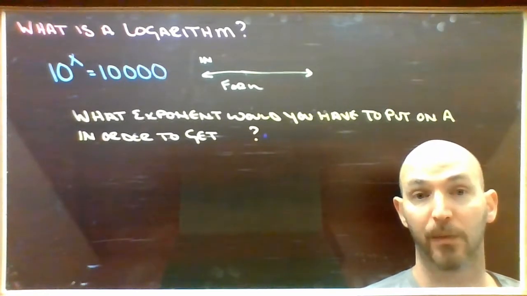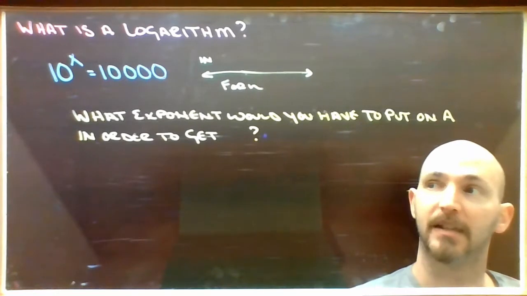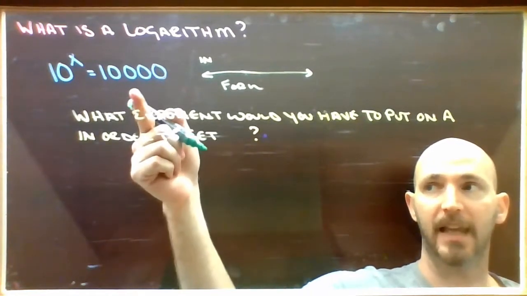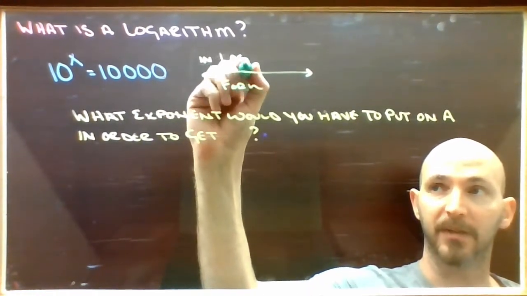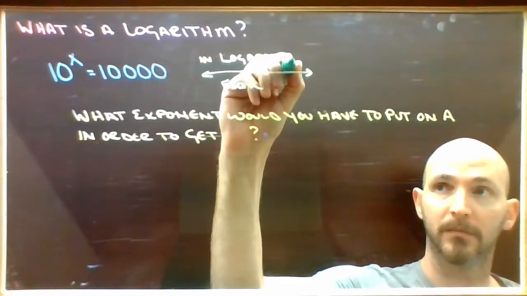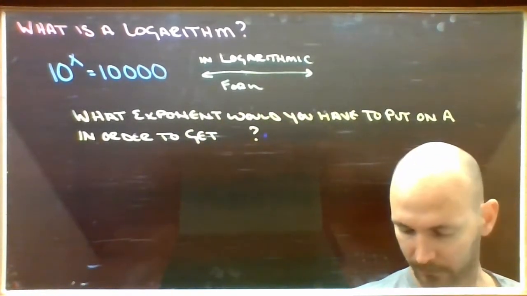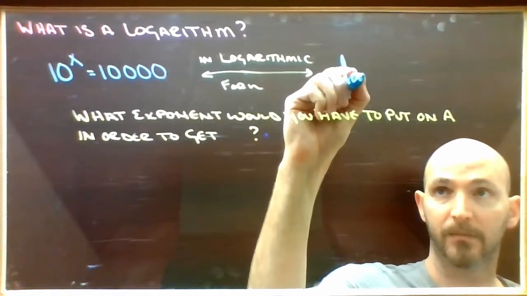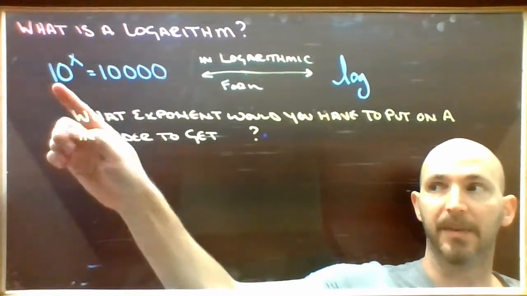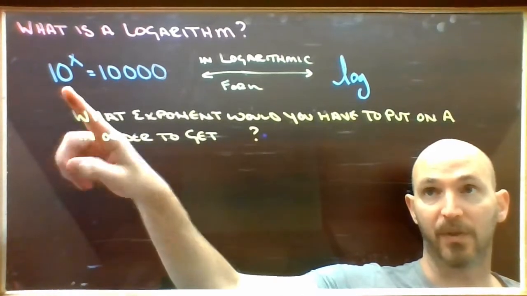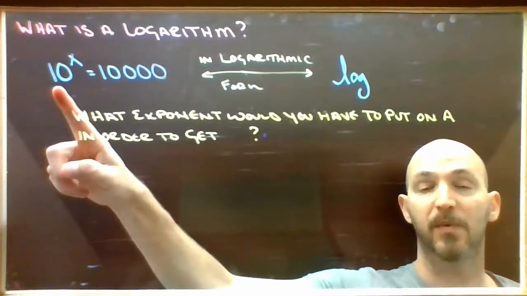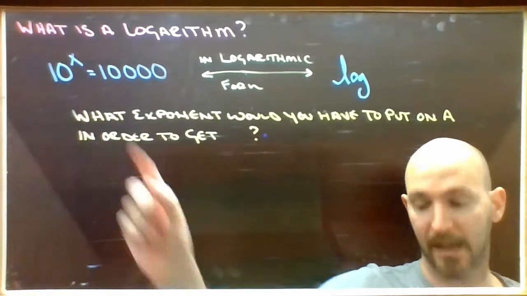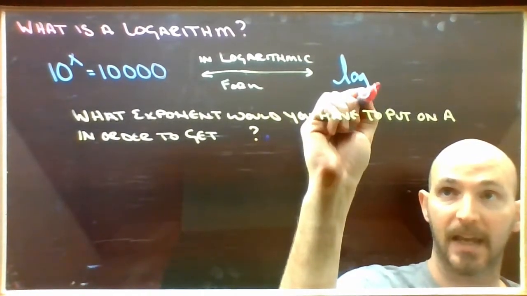We're going to try one, we're going to go the other way. 10 to the exponent x equals 10,000. Well, this is in exponential form. So I'm going to try and take this and convert it into logarithmic form. So I'm going to need to write the word log, because that's the function I'm using. Now, when this was a base 2 exponential, I used a base 2 logarithm. When this was a base 3 exponential, I used a base 3 logarithm. Now that this is a base 10 exponential, I'm going to need to use a base 10 logarithm.